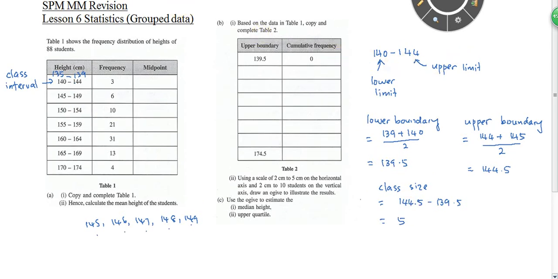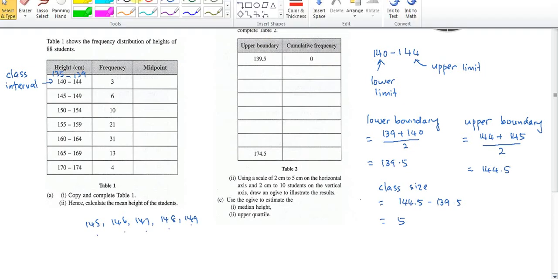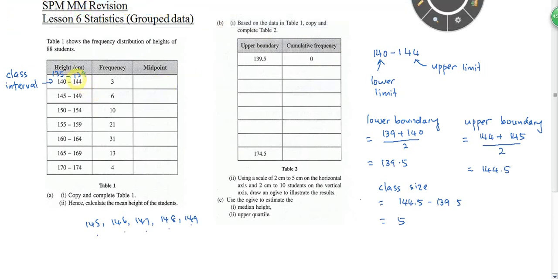Okay, so the next thing is the midpoint. How do we get the midpoint? If I want to get the midpoint of this class interval, I just take the lower limit 140 plus the upper limit 144, divided by 2. Just press the calculator. You should be able to get 142. So the midpoint for this class interval is 142.